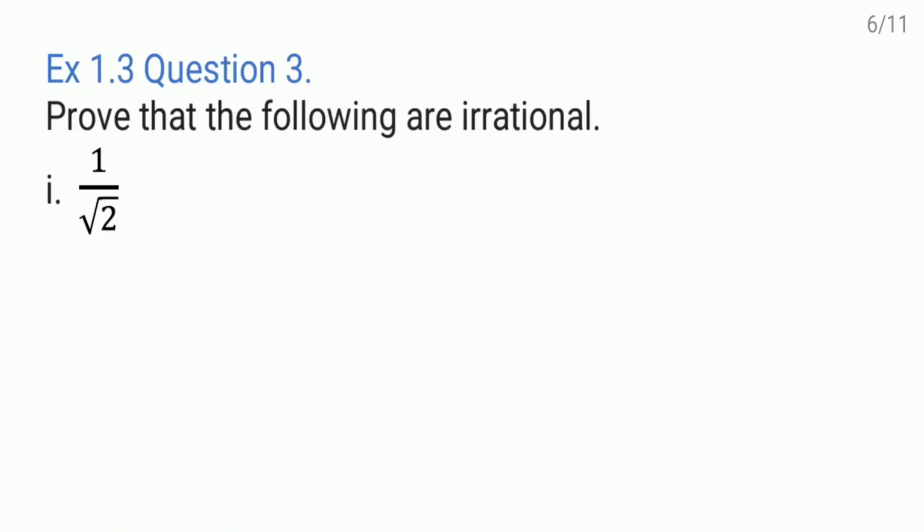This is exercise 1.3, question number 3. Prove that the following are irrational. We'll prove the following by using the contradiction method. Contradiction method means we'll say 1 by root 2 is rational.